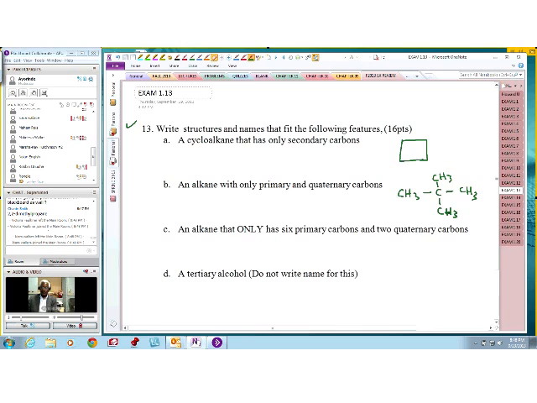That is correct. Each one of the methyl groups is a primary carbon. This, and this, these are primary carbons. And of course, this is your quaternary carbon right here. A quaternary carbon is attached to 4 other carbon atoms. How about C? An alkane that only has 6 primary carbons and 2 quaternary carbons. I think we can do that very easily.